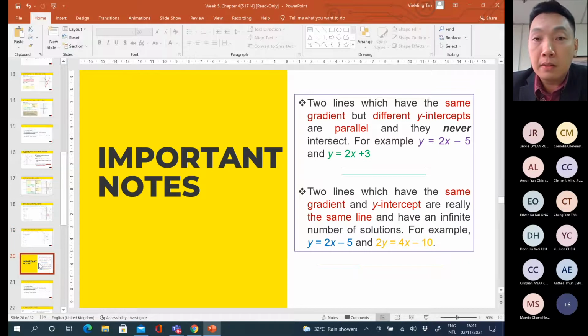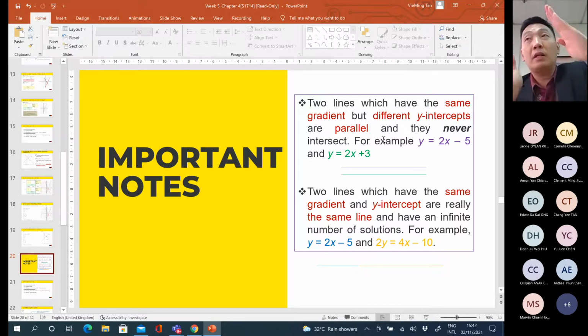Next, there are some important notes I want to share with you. If the two lines have the same gradient, the same slope, that means these two lines are parallel, so they will never meet each other.